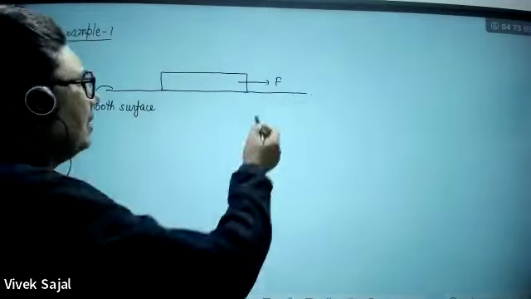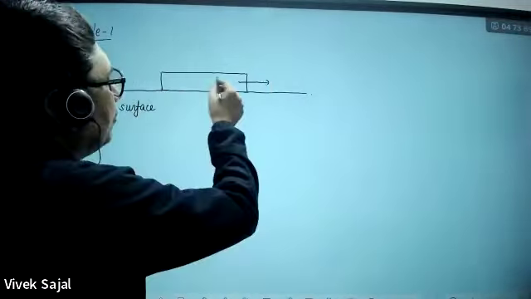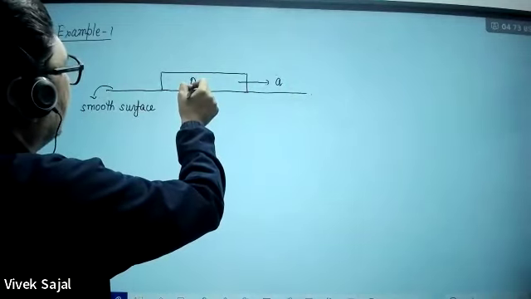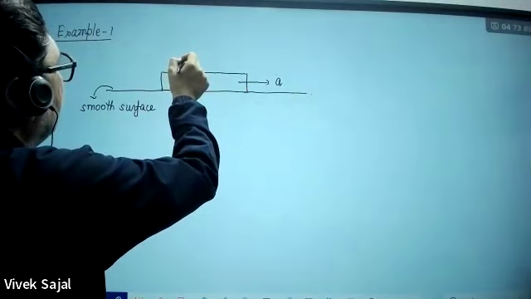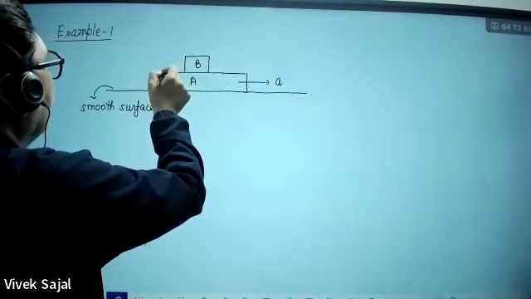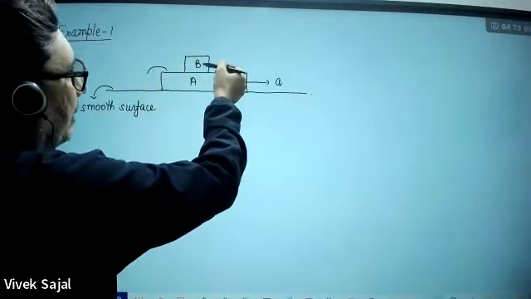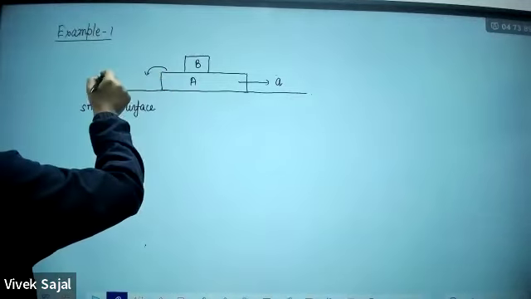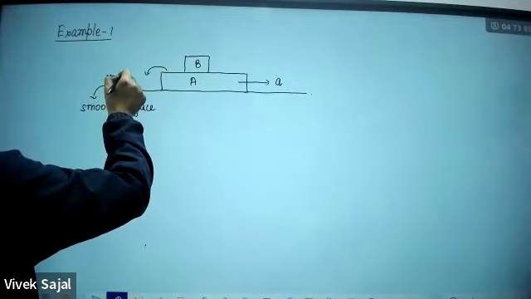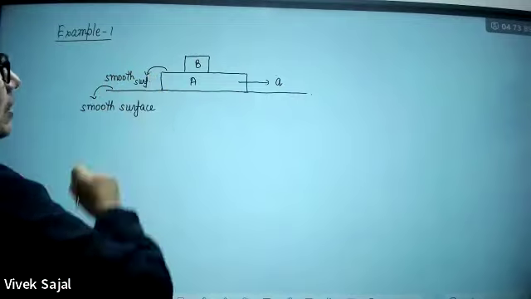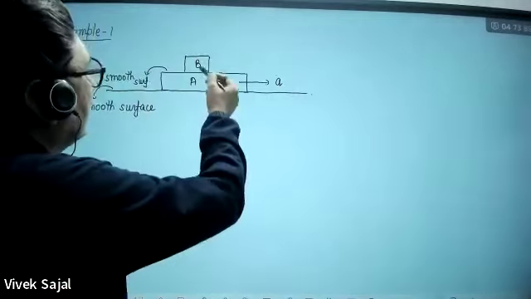Suppose in place of force, assume that this block is moving with an acceleration a. Okay, I am saying this is block A. Here we have another block B, and the surface in contact between A and B is also smooth, so there is no friction. Both surfaces are smooth.